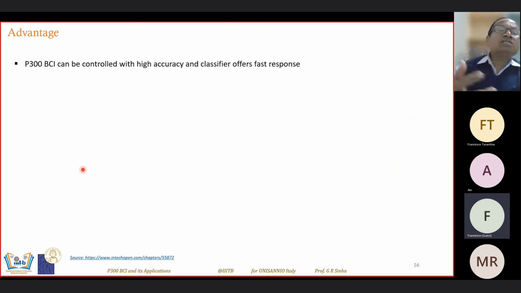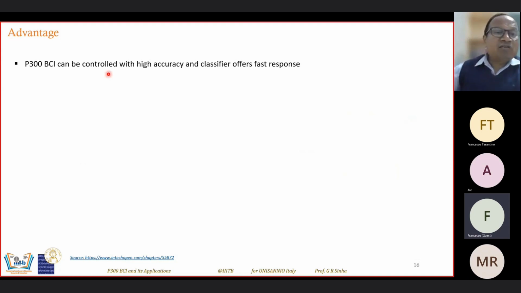So what is the advantage of P300? We have seen the overview, the introduction, what is P300, what do we mean by paradigm, and what is the role of paradigm, how does it work, how does it read the stimulus and react to the response, and then how does it control.